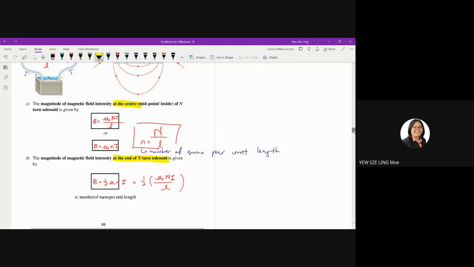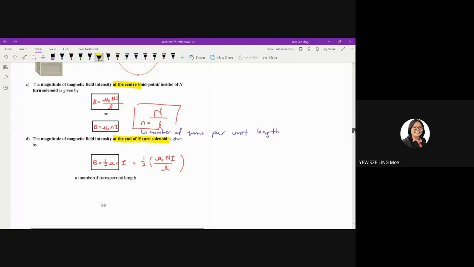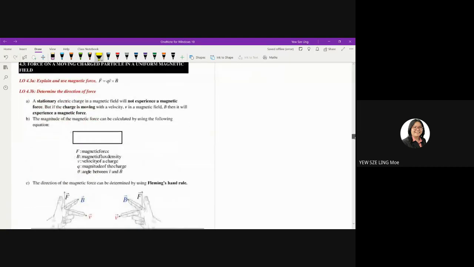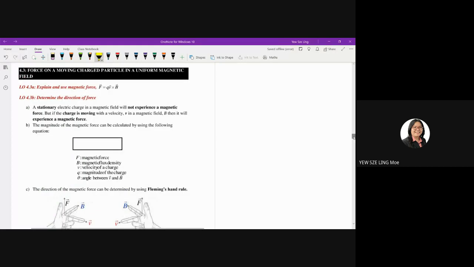All right. So we are done. Let's look at the next one, force. Force is another quite important subtopic in this chapter. So explain and use magnetic force, and determine the directions of the force.